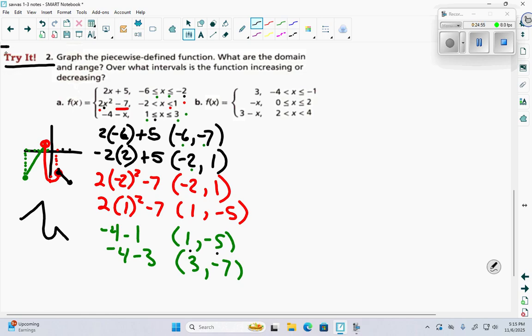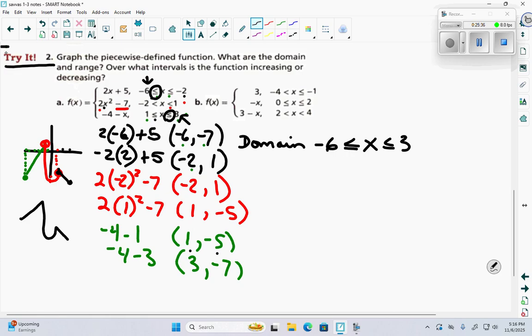The domain is the smallest number and the biggest number of your x's. I'm going to write it off to the right, and I'm going to erase this so that we can do part b. Domains are my x's. My smallest number is negative 6, and because it's a less than or equal to, that comes from this part right here. Then my biggest number is 3, and we're going to use the same symbol that was right there. So there's your domain.